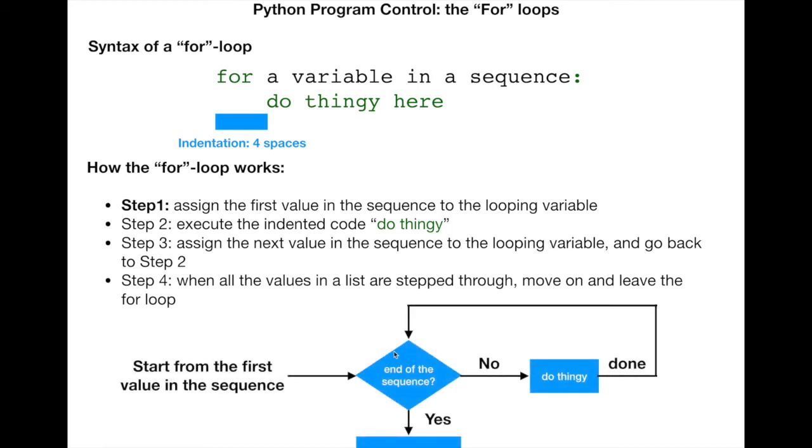So the pseudocode looks like this. Start with the first value in the sequence, and check: is it the end of the sequence? If it's not, then we do something, and when it's done, we go back to the statement to see whether it's the end of the sequence, until it's done, and then we move on to the next one. That's why it's called a for loop, because it can be executed multiple times. And this is a very important program control statement that can get you through a lot of things in a data set. For example, if you have 1 million data points to work with, you use a for loop to go through all of them.